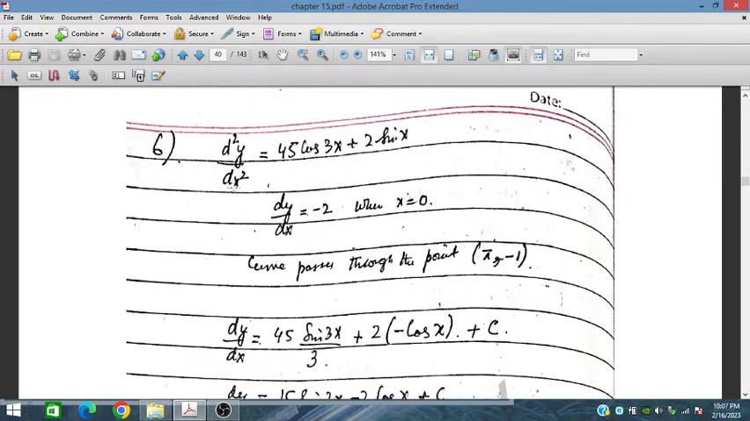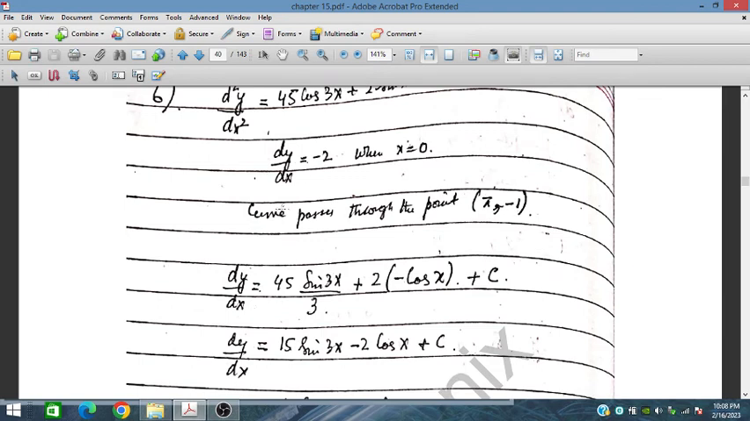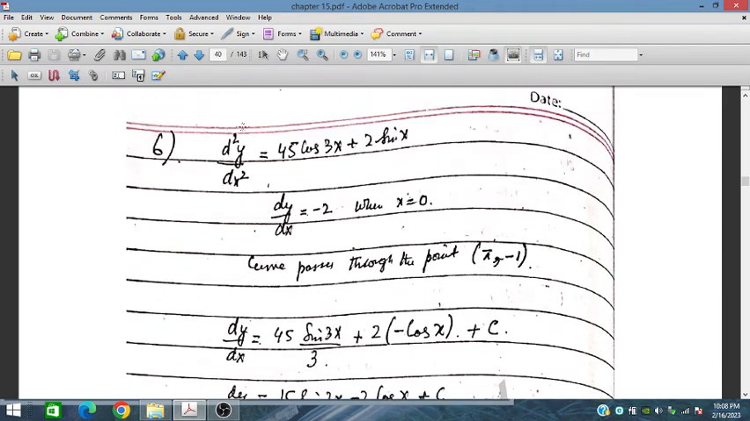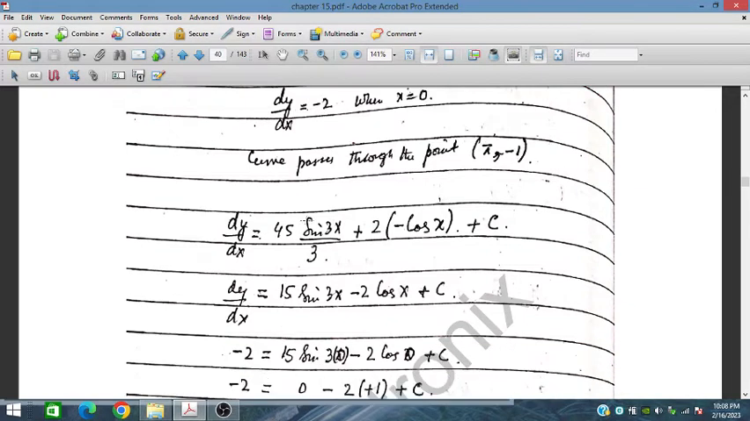So the second derivative d²y/dx² is 45 cos 3x, with dy/dx equal to minus 2 when x is equal to 0, and the curve passes through (pi, minus 1). Taking the integral, dy/dx is equal to 45 times sin 3x divided by 3, and sin x becomes minus cos x, plus c. The 3 cancels, and this becomes 15 sin 3x minus 2 cos x plus c.